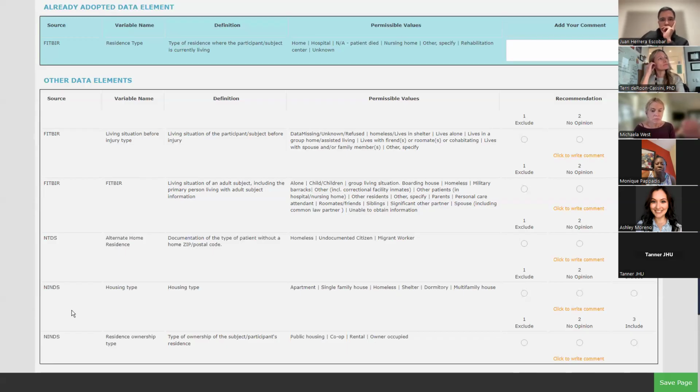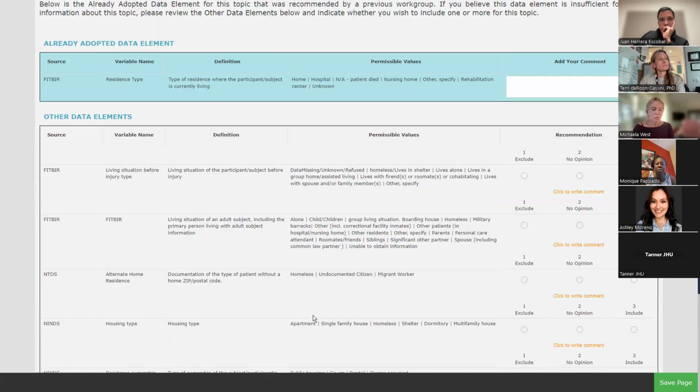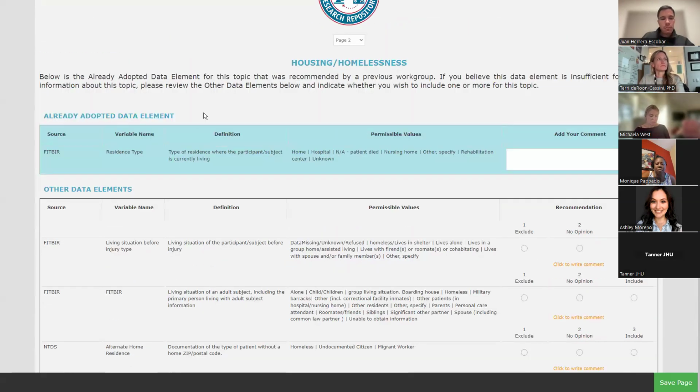Once again, if you think that there's another element out there that captures this topic perfectly, we would love to get that feedback from you, and then we can add it in starting in round 2. Starting with the already adopted topic, if you have thoughts on why this topic isn't sufficient, or you think that it is, you can feel free to add your comments here.